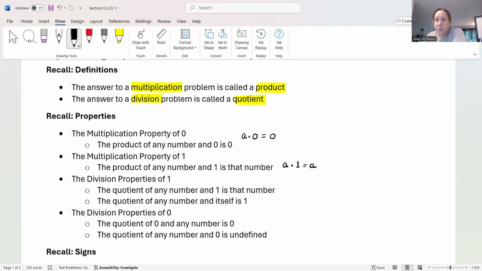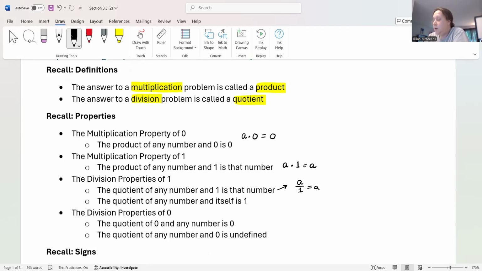Next, we have the division properties of one. There are two of them. The division properties of one first state the quotient of any number and one is that number. So for this one, no matter what number you choose, if you were to divide it by one, you just get that number right back.